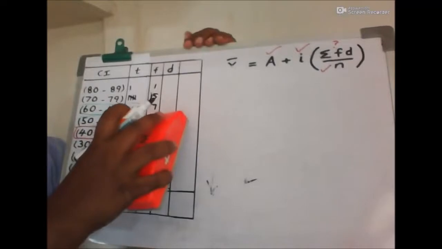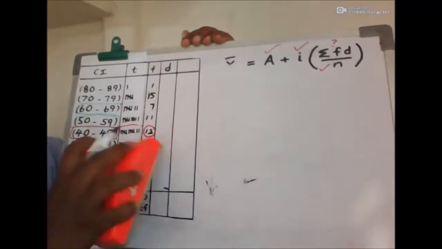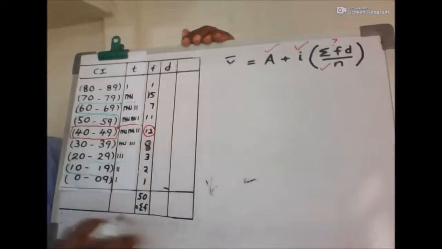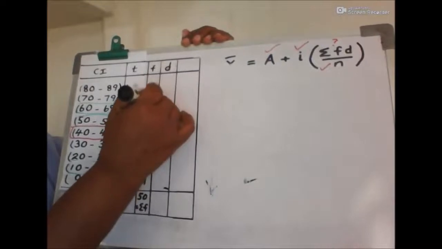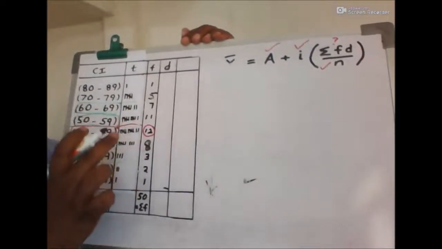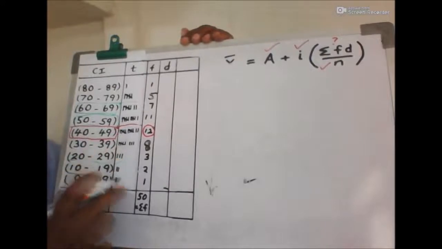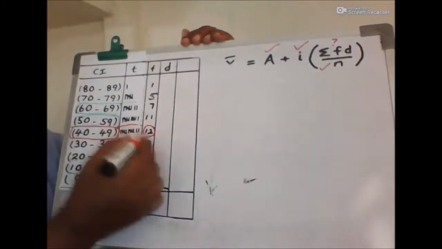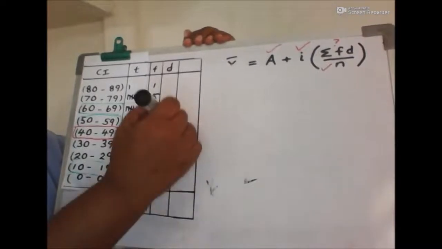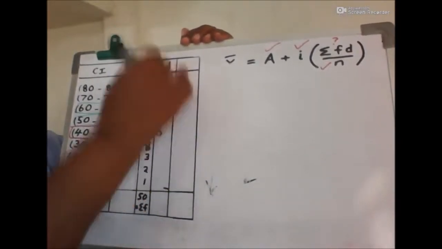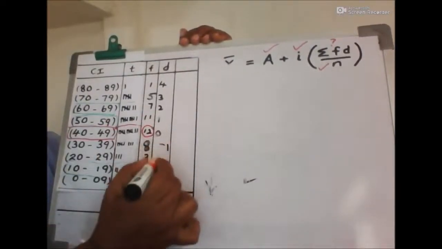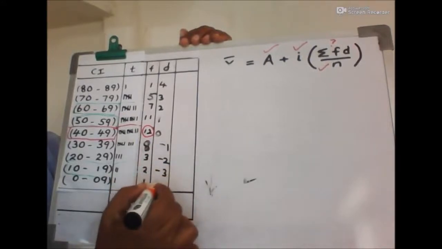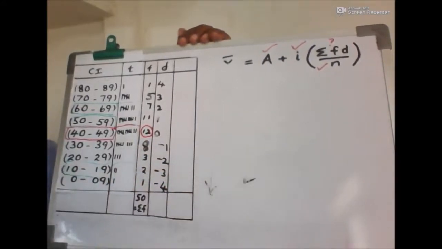Now we'll go to our example, the proper one. The frequencies are 1, 5, 7, 11, 12, 8, 3, 2, 1. That's correct. So here in this class put 0 and then 1, 2, 3, 4 above, and here minus 1, minus 2, minus 3, minus 4. That's the D column.